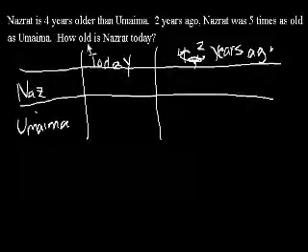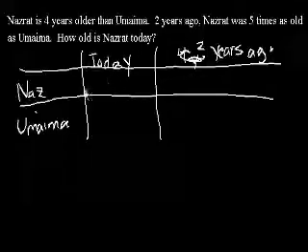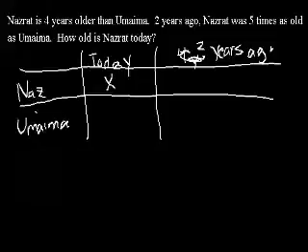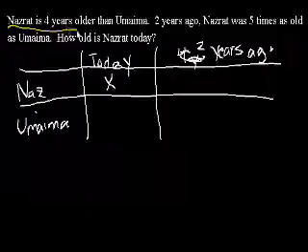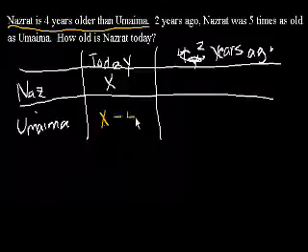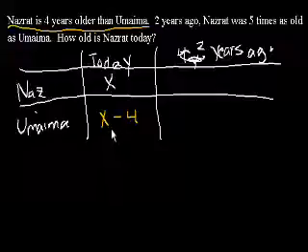Okay, so we're trying to solve for X. How old is Nusrat today? So let's just say Naz today is equal to X. It says Nusrat is 4 years older than Umama. So this piece of information up here, let me underline it. Nusrat is 4 years older than Umama. Well, that tells us that if Nusrat is X, then Umama today is going to be X minus 4, which makes sense because Naz is 4 years older than Umama.